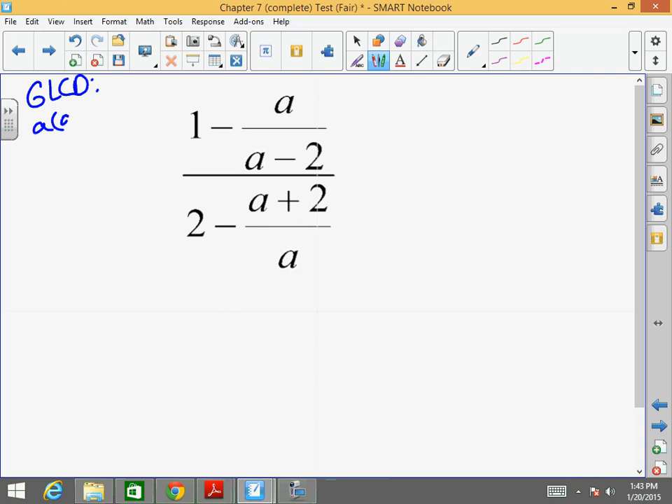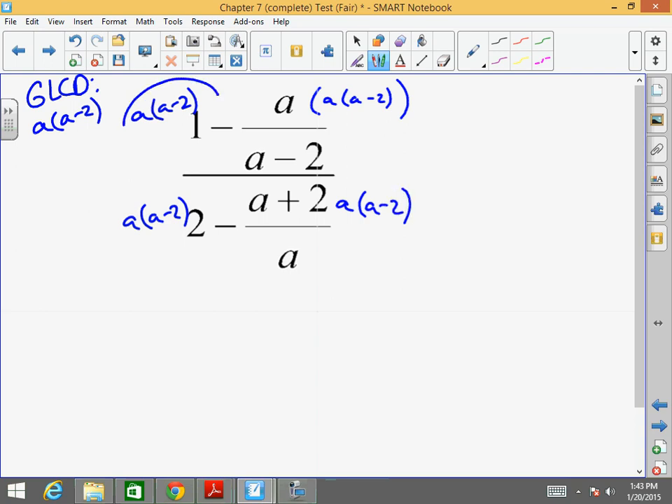A times a minus 2. So I multiplied this 1 times an a minus 2. Here I multiplied this times an a times a minus 2. Right? You have to do that. Here I multiply this times an a times a minus 2, and this I multiply times an a minus 2.